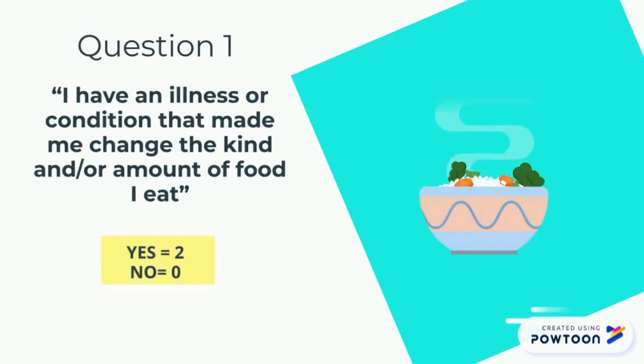Question 1. I have an illness or condition that made me change the kind and/or amount of food I eat. You should consider answering yes to this question if you find it difficult to chew or swallow foods, if you mostly eat soft or pureed foods, if you've been diagnosed with a swallowing difficulty, if you've been experiencing any nausea or vomiting, if you've been experiencing any constipation or diarrhea, or have you experienced any changes in taste or smell, or has your appetite reduced lately? Do you feel full soon after starting to eat? If you've answered yes to this question, record a score of 2.